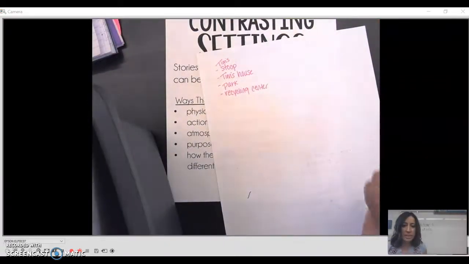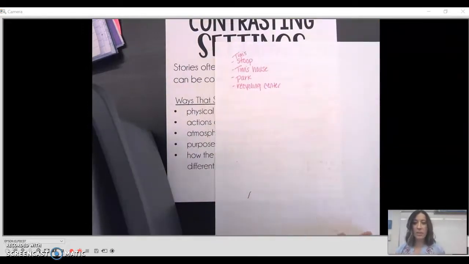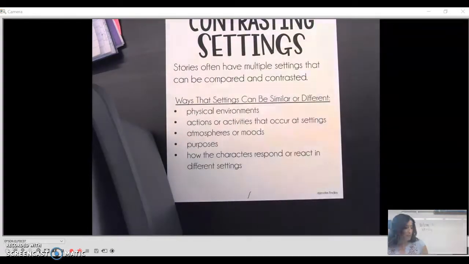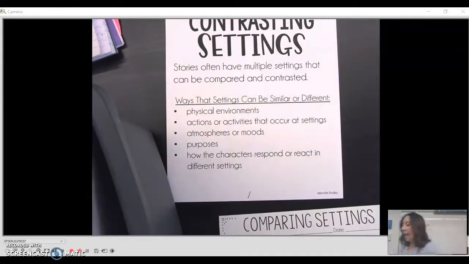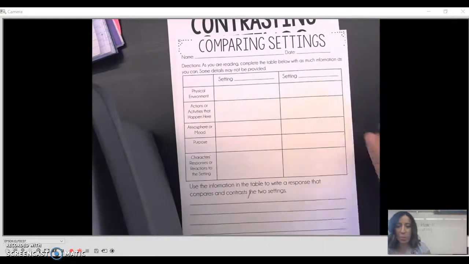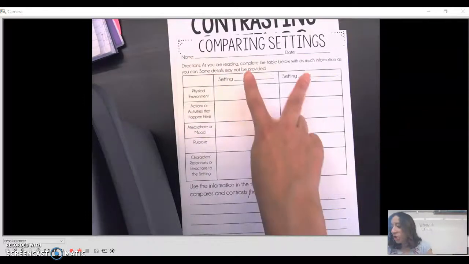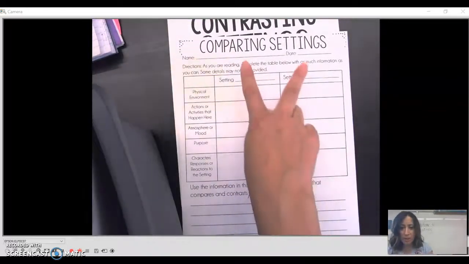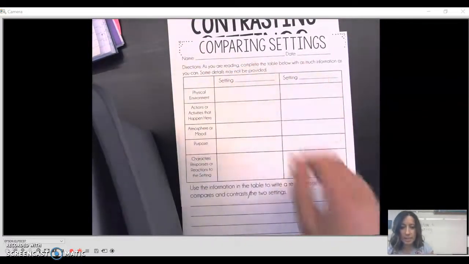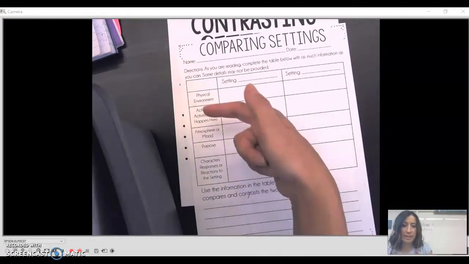Tim's house was a setting. The park where he was collecting cans was a setting, and also the recycling center was another setting. So what I have here is a page that looks like this, where you don't have this page, but it's going to be very easy for us to recreate this in a notebook. So just like in our notebook, we can create two columns here, setting 1 and setting 2. And then here are all the different ways that we can compare and contrast settings.